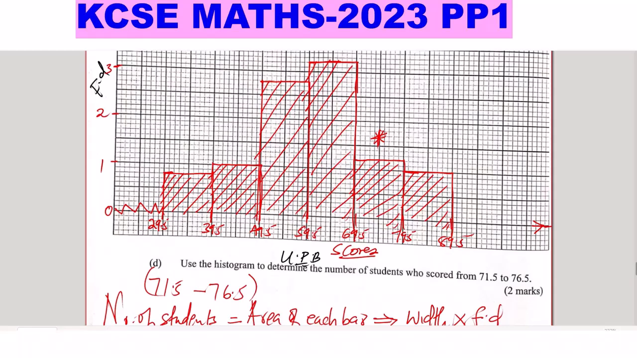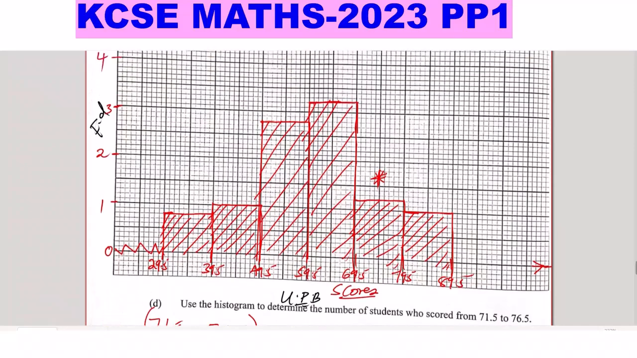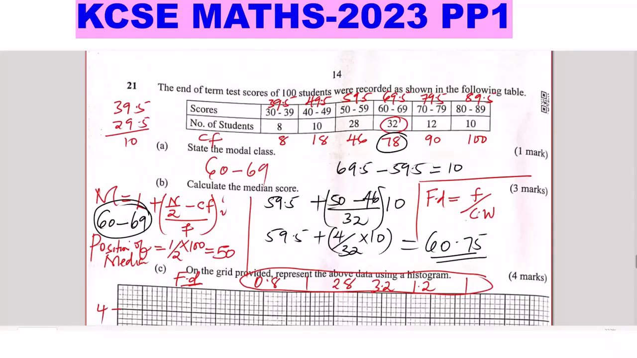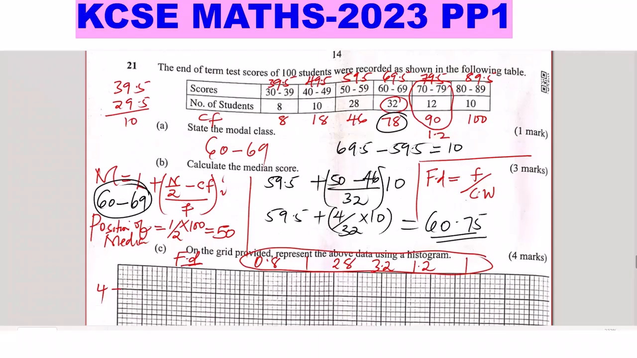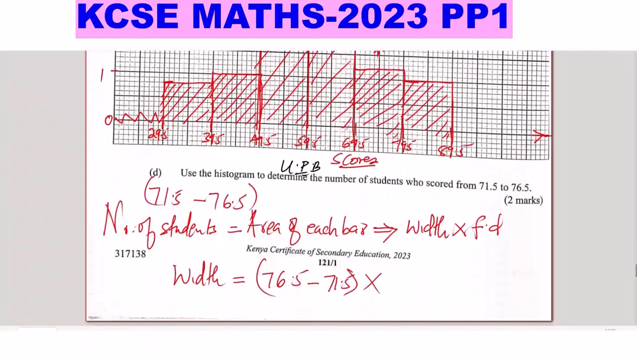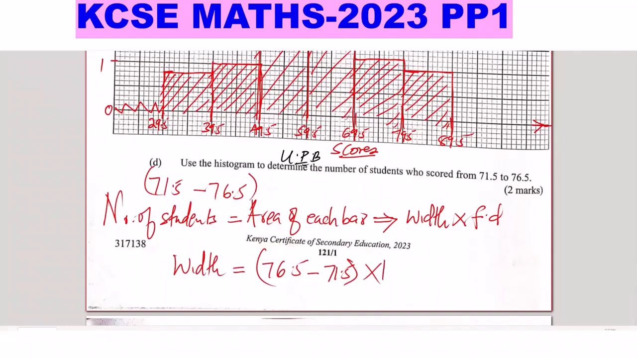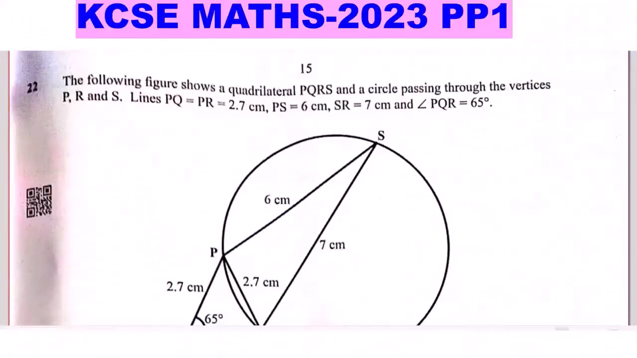And what is the frequency density of that class? It is 1.2. The frequency density in this specific class here is 1.2. So to get the number of students, you take the width of that class, then you multiply by the frequency density. So do this: 76.5 subtract 71.5 and then multiply that by 1.2. And that will give 6. That will give 6 students. That is how you're supposed to solve that question.